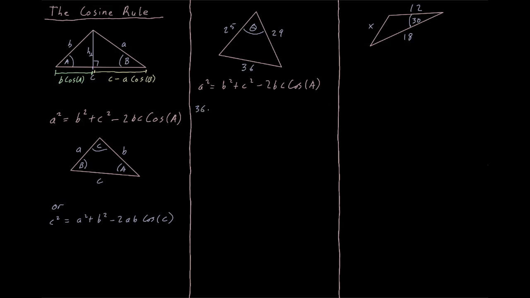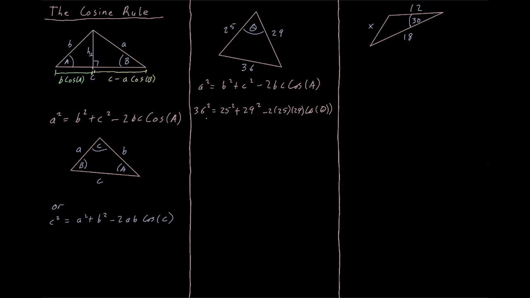So 36 squared is going to be equal to 25 squared plus 29 squared minus 2 times 25 times 29 cos of theta. Again, the circle with the squiggle in the middle. So that's the angle I'm looking for. When I do that, I see I now have an equation that just has theta in it, or cos of theta in it. So this is an equation I can solve in order to find theta.